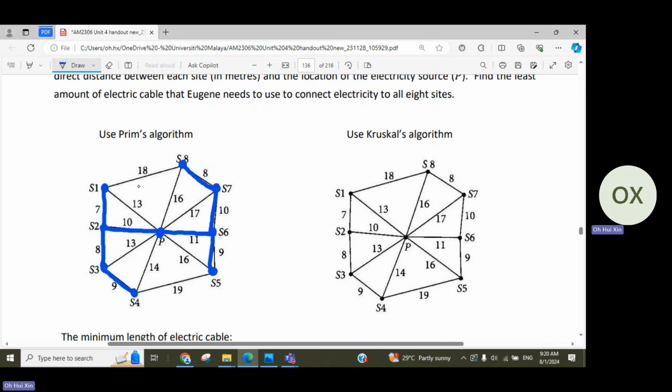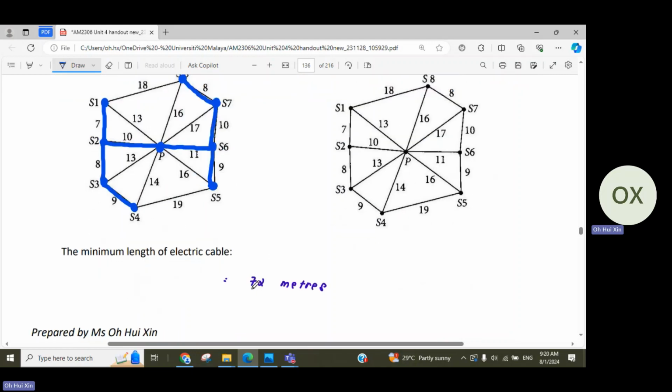And then you must make sure that all the vertices are already connected in your spanning tree. So when you add up all the numbers together, then you should be able to get the answer that I gave to you, which is 72. I hope that you are all right with this.